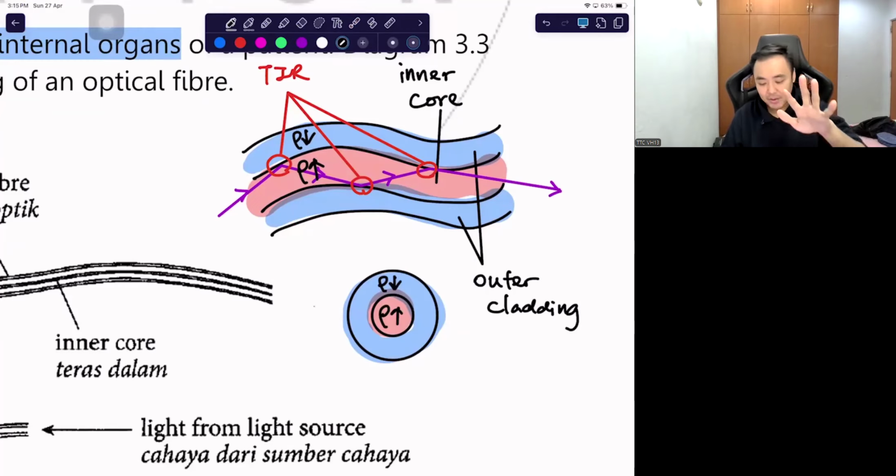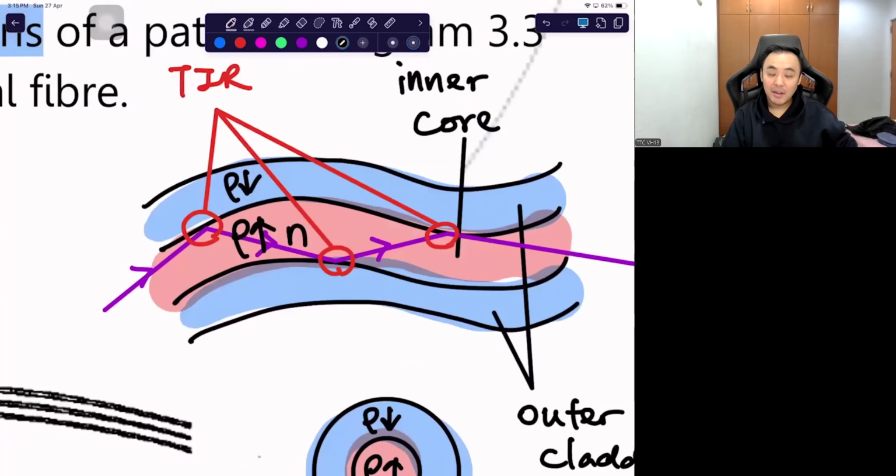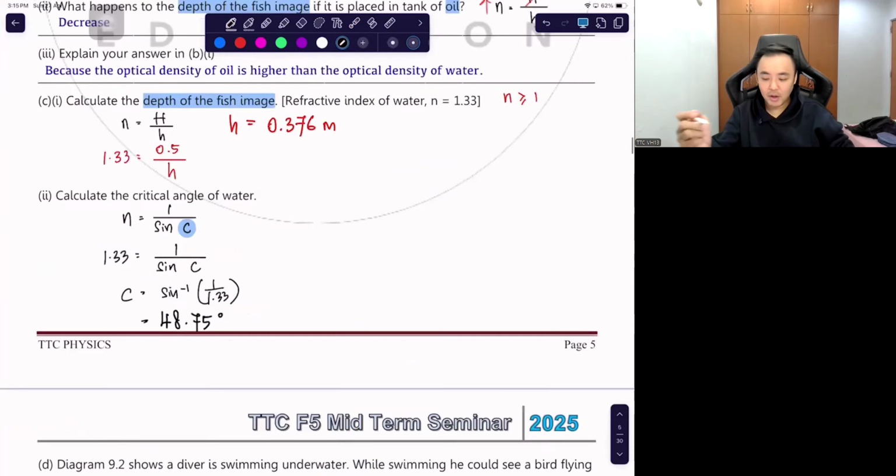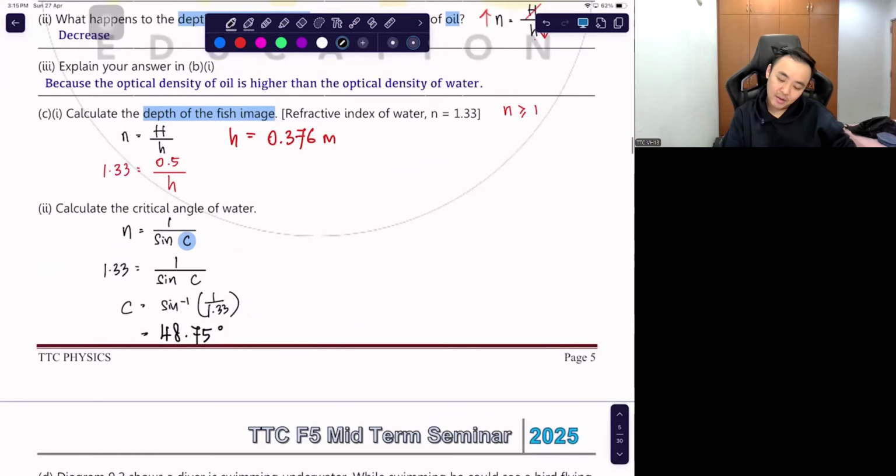One more thing. If I have a higher density, what happens to the refractive index, n? Higher or lower? Higher, correct. Refractive index is higher here and lower here. Remember, just now I showed you the example of water: the refractive index for water is 1.3, and the refractive index for air is 1.0. But do you notice one thing?